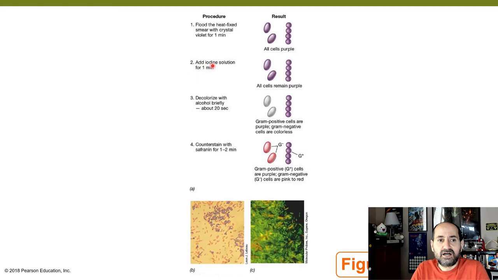Next, you have to add iodine. Why do you add iodine? Iodine doesn't stain the cell. Iodine acts as a mordant. What that means is it keeps this dye in place. The iodine will join up with the crystal violet, forming a dye-iodine complex, making the crystal violet less permeable, which means harder to wash out of the cell. Next, you're going to decolorize the cells with alcohol. So you briefly add alcohol dropwise, and that washes the crystal violet out of the cells. You see? In fact, if you were to do this long enough, all of your cells would become clear. All of them would get washed, and the crystal violet would get out of the cells.